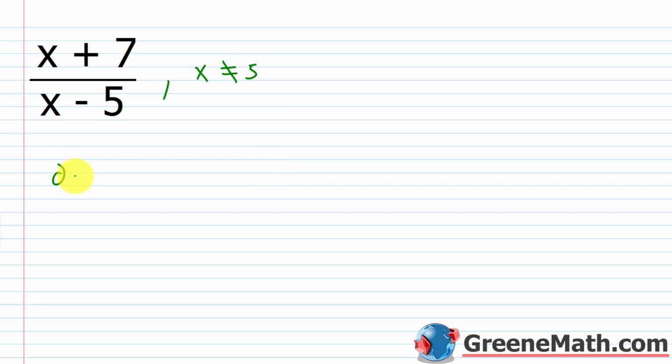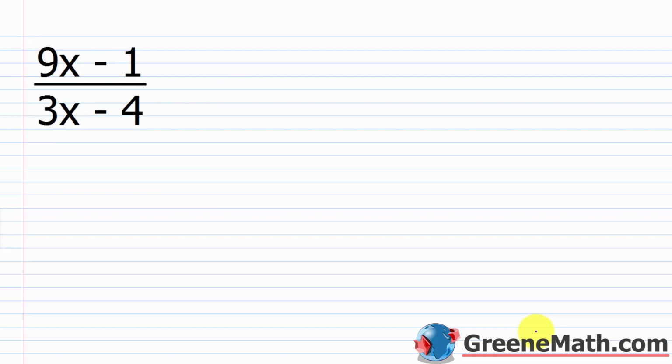So the domain, or again, the set of allowable values for x, we'd say the set of all real numbers, or the set of all elements x such that x does not equal the number 5. Okay, so anything you want to plug in for x there is fine, except for 5, because it makes the denominator 0. All right, let's look at another example.